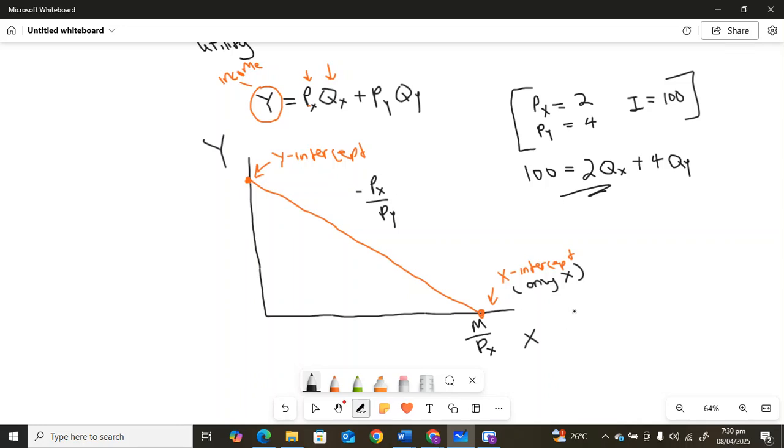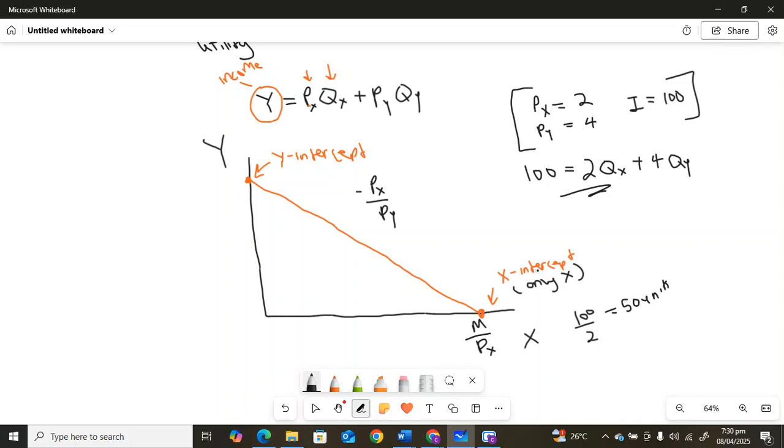Okay. So basically, with our 100 kwacha, how many of good x can we buy? Specifically, only good x, no good y. All right. So M is 100 kwacha. The price of good x is 2 kwacha. 100 divided by 2. So we can buy 50 units of good x only. Okay, if we spend all our money on good x, we can only buy 50 units of good x. That's what our x-intercept means, all right? Where we're only buying good x.